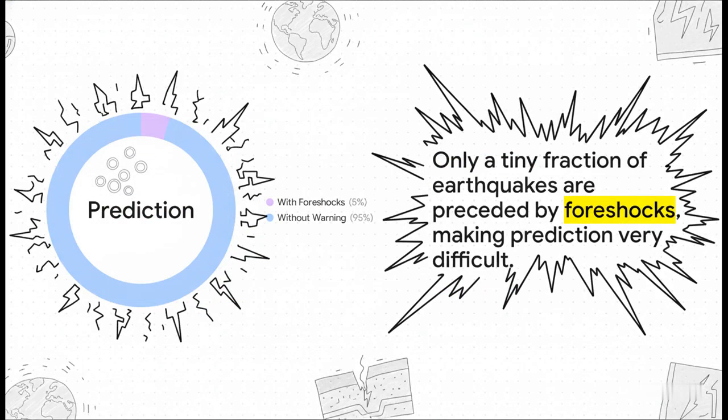But here's the kicker. Despite all these predictable patterns after an earthquake, trying to predict the main event itself remains one of science's biggest challenges. Only about 5% of major earthquakes are preceded by smaller tremors we call foreshocks. That means a staggering 95% of earthquakes hit with absolutely no warning at all.